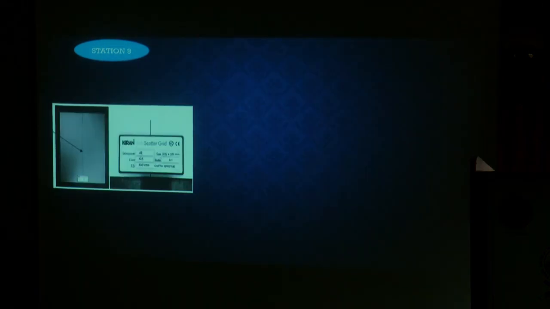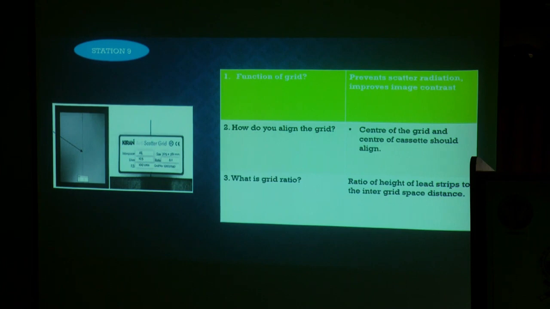So coming to next station, it is the most common device asked in Viva also. It is a grid. What is the purpose of grid in physics? Yeah, correct. To prevent scatter radiation. So how do you align the grid? The center of the grid and center of the cassette should align straight to each other. So what is the grid ratio?